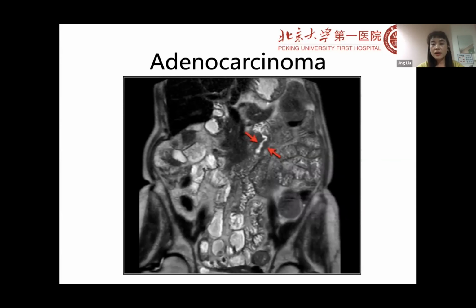Adenocarcinoma. Adenocarcinoma is the most common type of malignant tumor in the small bowel, and adenocarcinoma usually takes place in older people, and usually it involves a very short segment of the bowel, less than 5 centimeters. That's the difference from the inflammatory disease. And the bowel wall will show circumferential and or irregular thickening here.